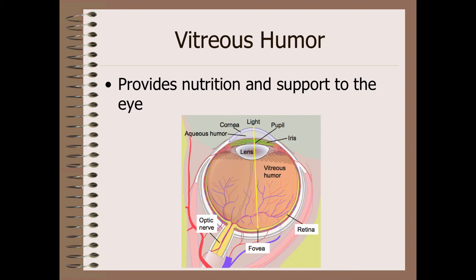Some of you may have actually seen them in your own eyes. If you look at a bright surface and a floater passes through the line of vision in the eye, it can cast a shadow on the back of the eye, and you can see the shadow. They move with the eye, so if you move your eye around, you should be able to see the floater move.